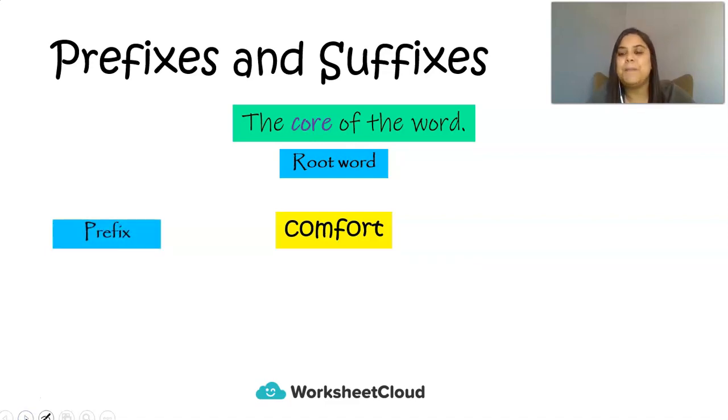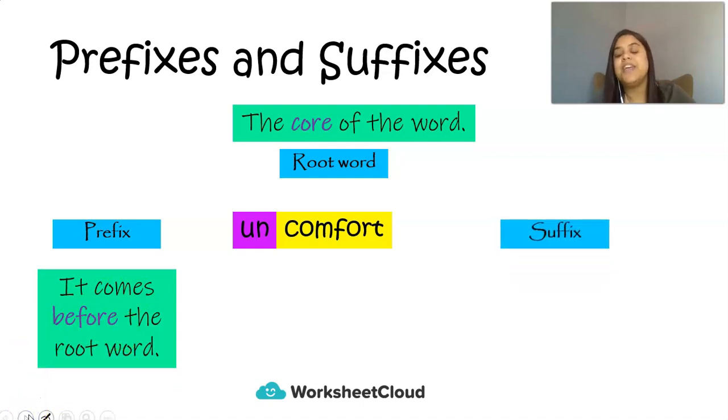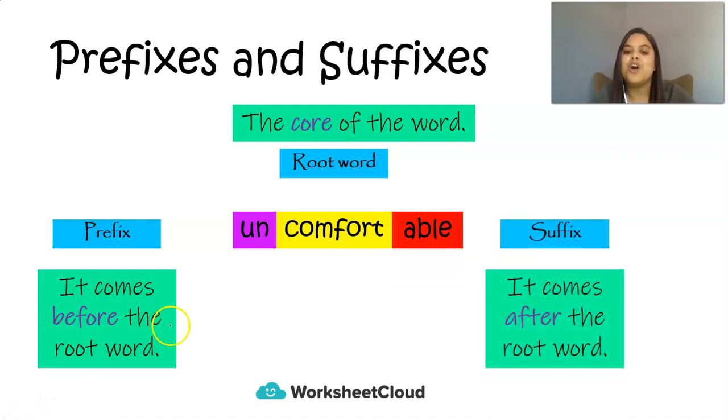Then we're going to look at the prefix. The prefix comes in the front of the word. It is added to the front of the word. So I'm adding un to the front of my word comfort. It comes before the root word. Then the suffix, which is able, comes after the root word. So again, this is my root word comfort.